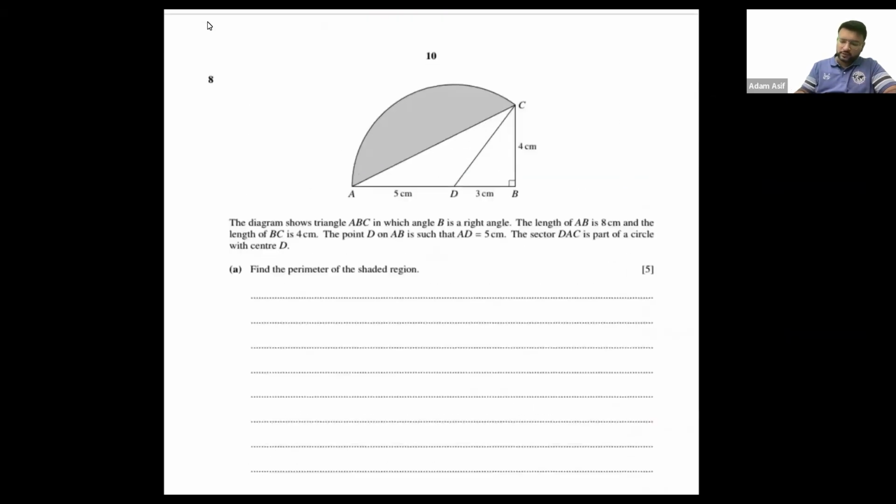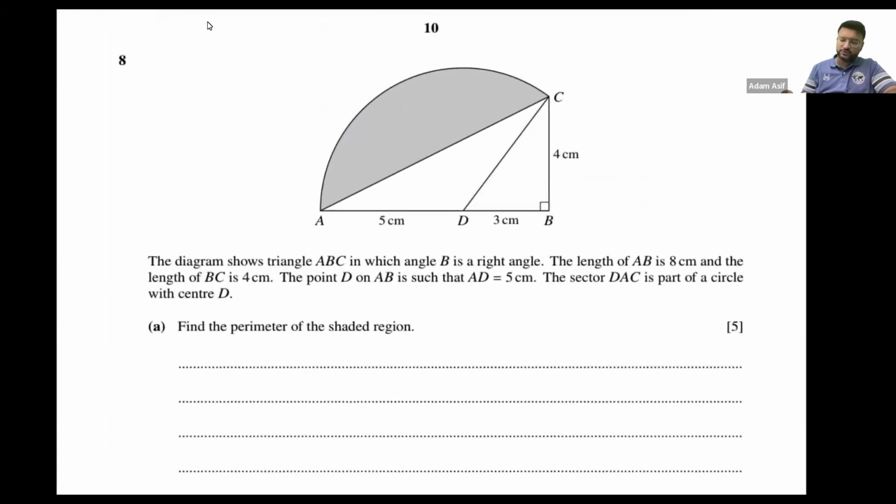All right. Now you have a question on circular measure. The diagram shows a triangle ABC in which, by the way, this question needs to be done always in radian mode. The angle B is a 90-degree right angle. The length of AB is 8, so this total length is 8, and the length of BC is 4. The point D on AB is such that AD is 5.